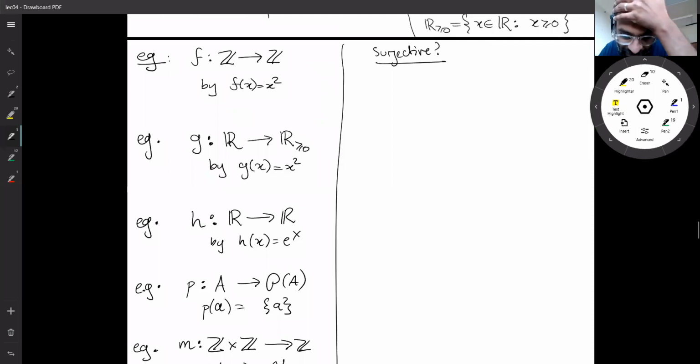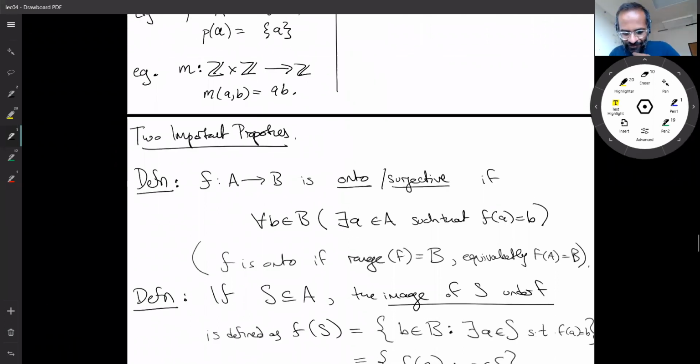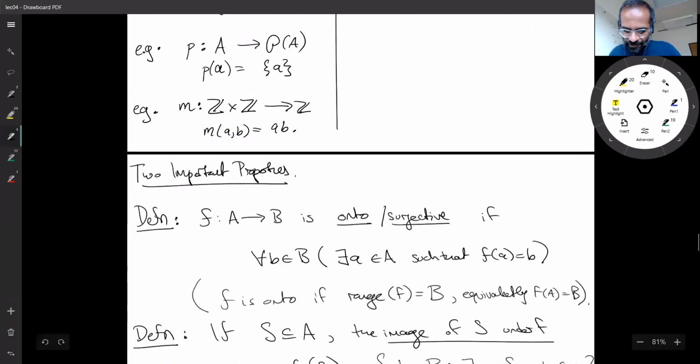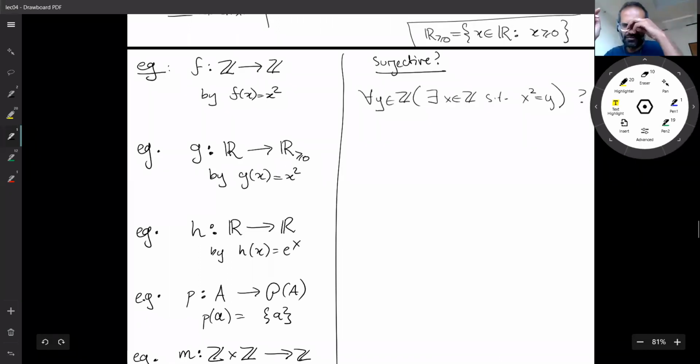So now in this case, the domain is the integers. The codomain is also the integers. Now, surjective is asking, so if it's surjective, let's look at the definition. When in doubt, look at the definition. It says for every element of the codomain, there exists an element of the domain such that f of a equals b. So this is asking, is it true that for every, let's say, y in Z, there exists an x in Z such that f of x, which is just x squared, equals y? Is that true? Remember, this is the codomain, and this is the domain.